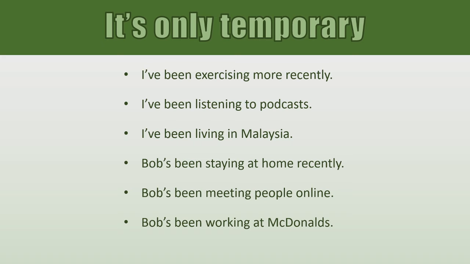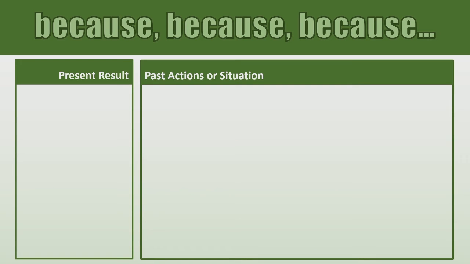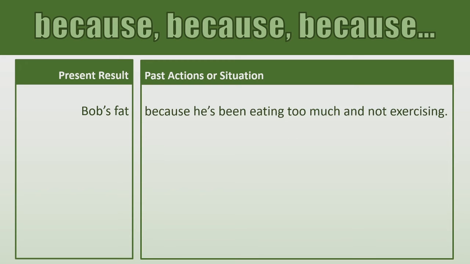And what's another way that we can use present perfect continuous? Yep, to show reason and result. A present result due to a past action. So for example, present result is Bob's fat. And why is he fat? Well, because he's been eating too much pizza and not exercising. Bob's lonely. Why is he lonely? What do you think? Before I give you my sentence, what's yours?